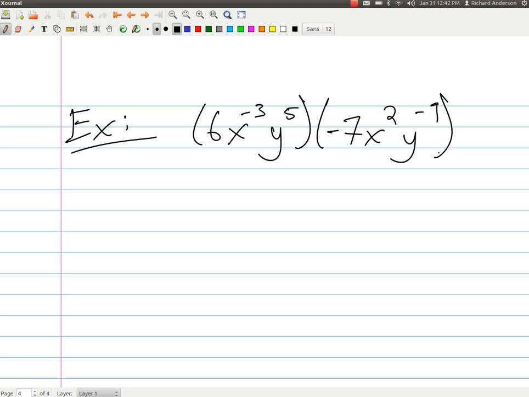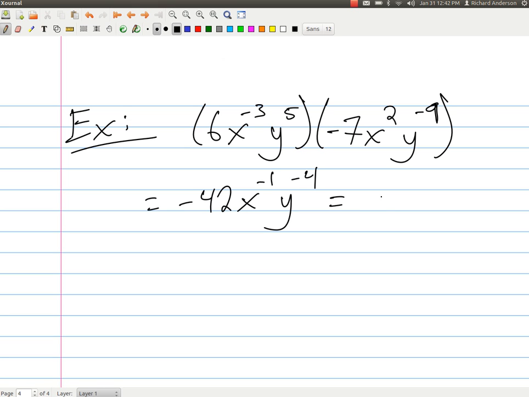I'm going to multiply the numbers together. Positive 6 times a negative 7 is going to equal negative 42. And then x to the negative 3rd times x squared, I'm just going to add the exponents on the x's. Negative 3 plus 2 is going to be negative 1. Same thing right here. I've got y to the 5th times y to the negative 9th. 5 plus negative 9 is going to give me negative 4, like that.